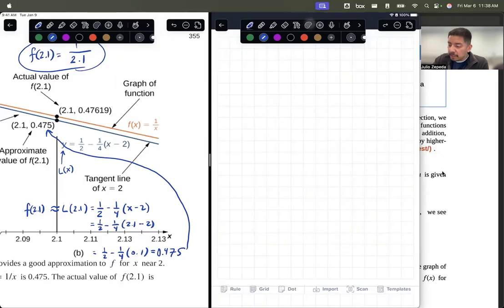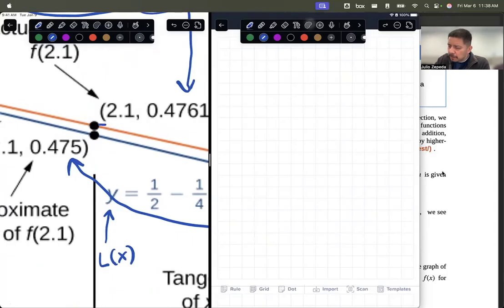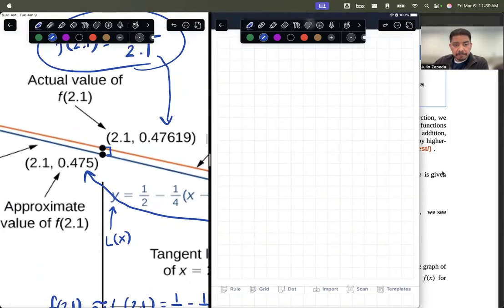And the actual value, if you were to use a calculator to compute this value or use long division, the actual value is 0.47619. And so you can see that the y values of these points are very close to one another. And so the linear approximation works as a reasonable estimate for the actual function value.